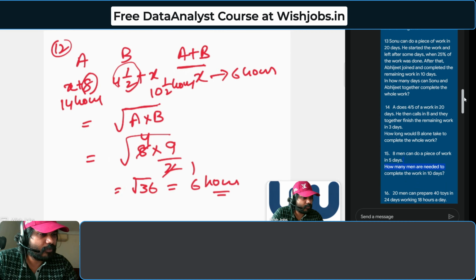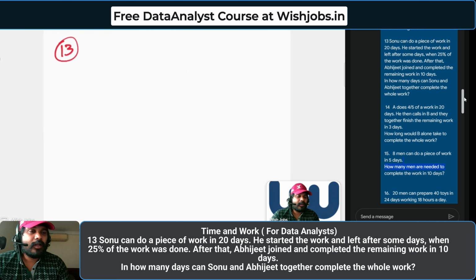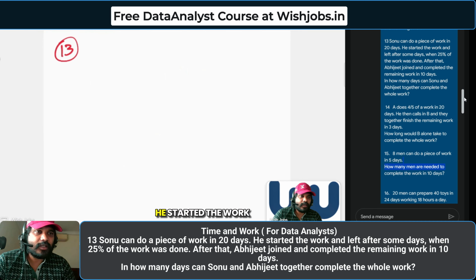Okay, so we'll go with the 13th problem. Sonu can do a piece of work in 20 days. He started the work and left after some days, when 25% of the work was done. After that Abhijit joined and completed the remaining work in 10 days. In how many days can Sonu and Abhijit together complete the same work?